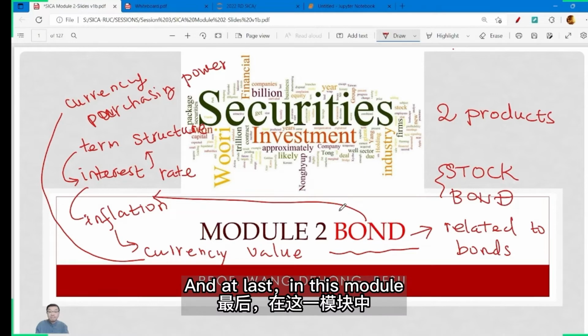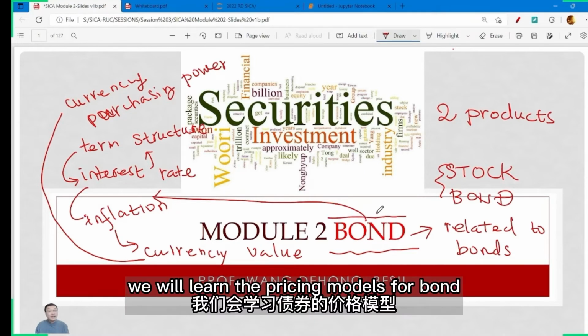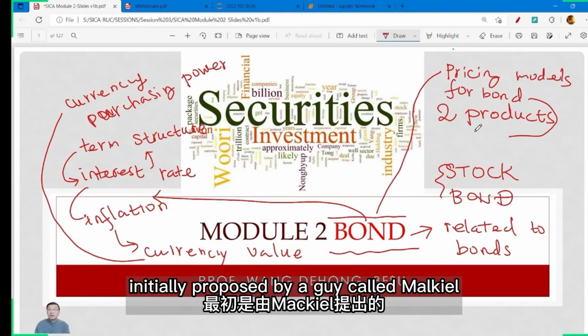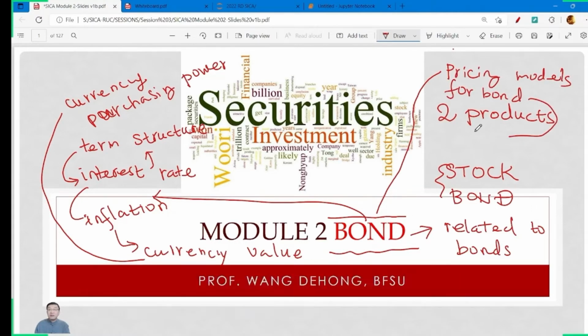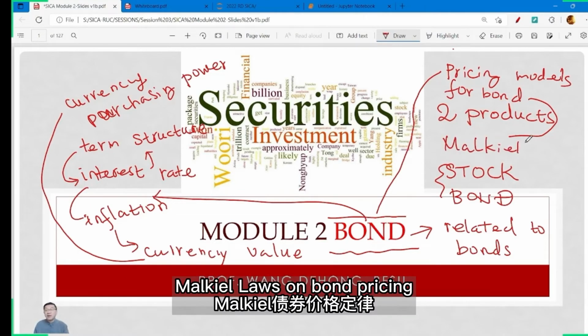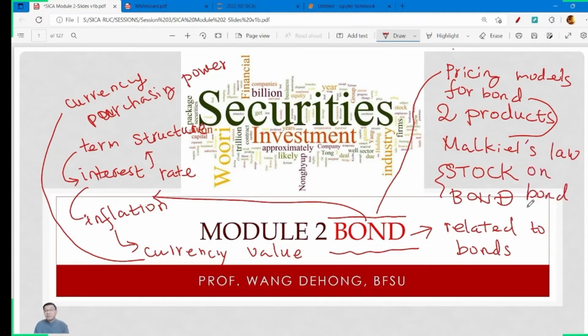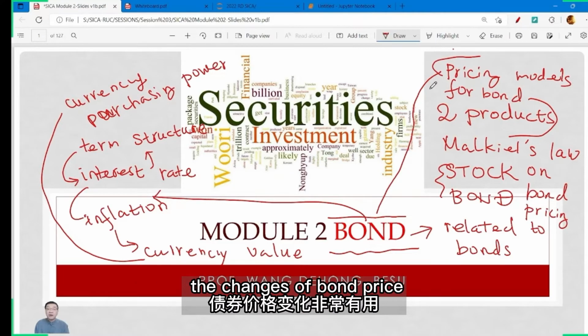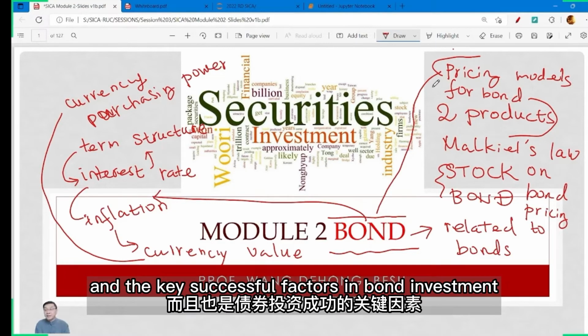And at last, in this module, we will learn the pricing models for bond. These models were initially proposed by a guy called Yueyang, so they are also called Yueyang's law on bond pricing. This is a little bit complicated, but very useful for understanding changes in bond price and the key success factors in bond investment.